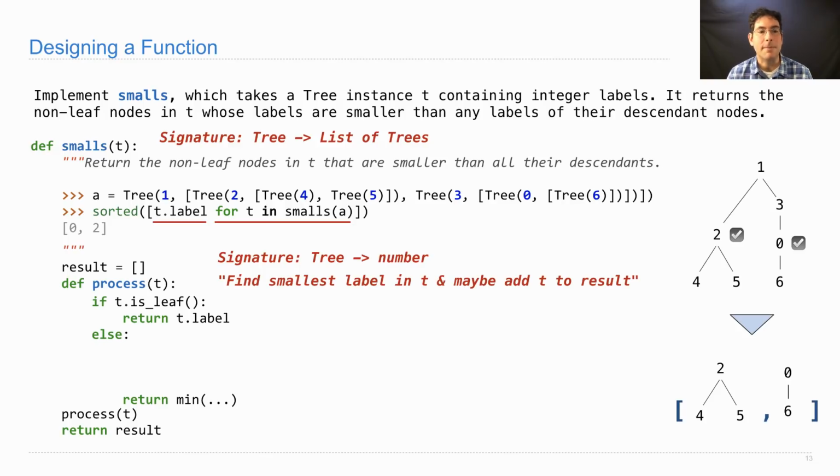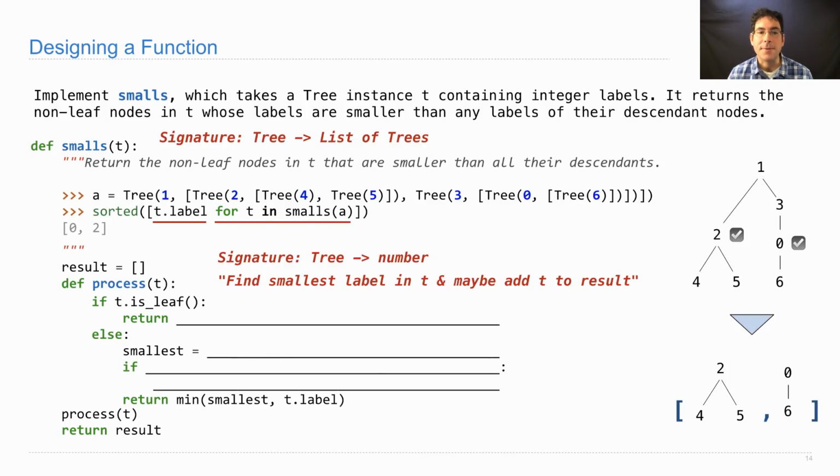The template's going to be something like, if this is a leaf, then it's easy to find the smallest label in the whole tree because there's only one label, so we'll return it. Otherwise, we need to compute the minimum of the smallest label in the branches and the root label itself. Now would be a fine time, if you weren't taking an exam, to look at the template in the question. Here it is, and feel free to pause the video at this point and try to solve it.